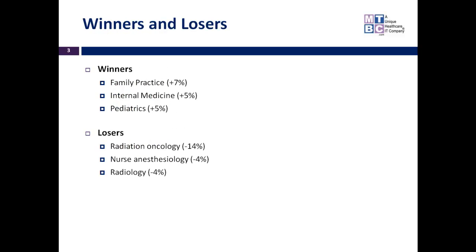Just a brief overview really quickly from 2013. This is assuming that Congress acts, which it has yet to do. The winners of the 2013 fee schedule are family practice, which increases approximately 7%, internal medicine 5%, and pediatrics 5%. Unfortunately, radiation oncology goes down 14%, nurse anesthesiology goes down 4%, and radiology goes down 4%.